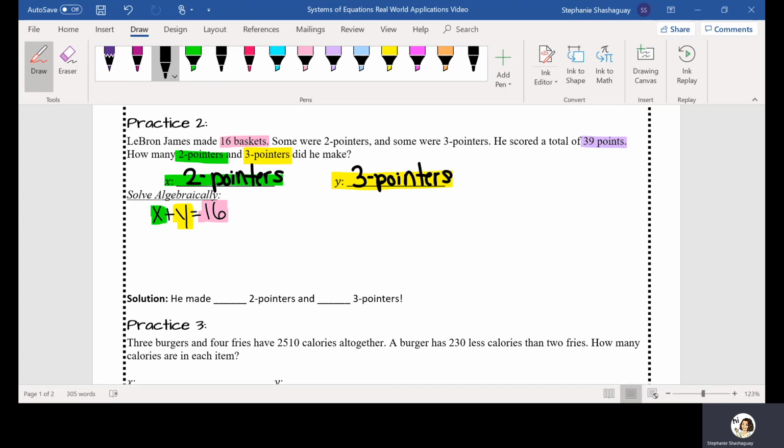We don't know the combination, but we also know that between the 2-pointers and the 3-pointers, so 2X plus 3Y, he scored a total of 39 points. Okay, so now that we have our systems of equations, we can either solve using substitution or elimination, but today I'm going to use elimination for this problem.